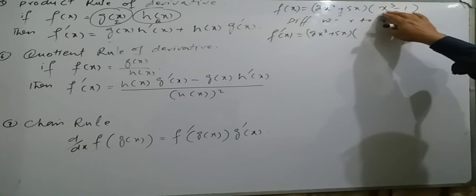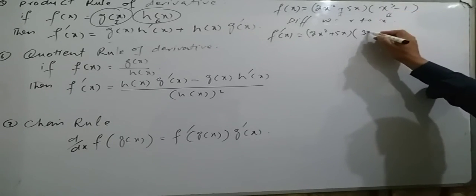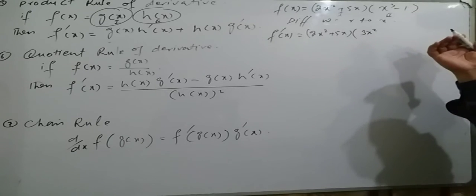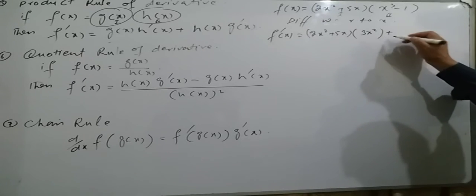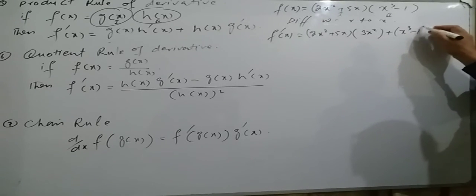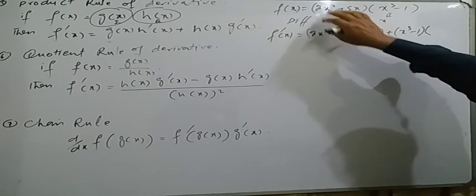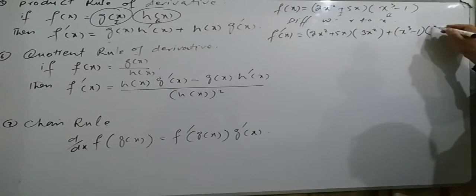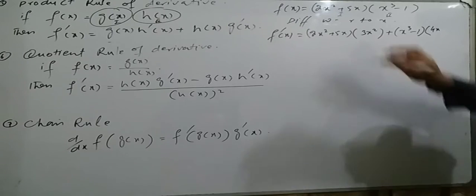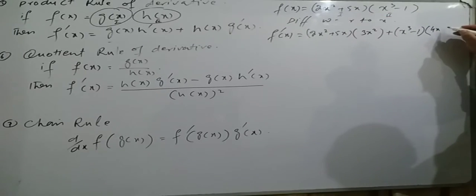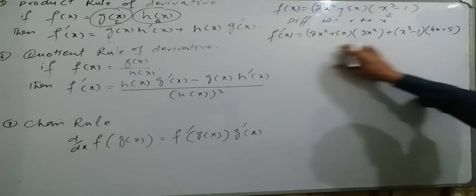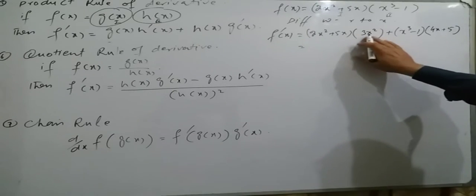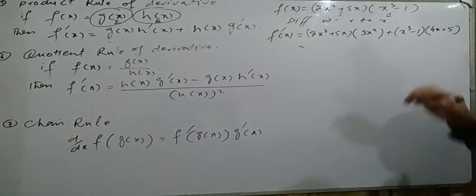So 2x squared plus 5x remains unchanged. The derivative of x cubed becomes 3x squared, and the derivative of minus 1 becomes 0, no need to write it. Plus the second function, x cubed minus 1, times the derivative of the first one. The derivative of 2x squared becomes 4x, and the derivative of 5x becomes plus 5, because the derivative of only x is 1. After differentiation, you search for multiplication and addition if there is a chance.